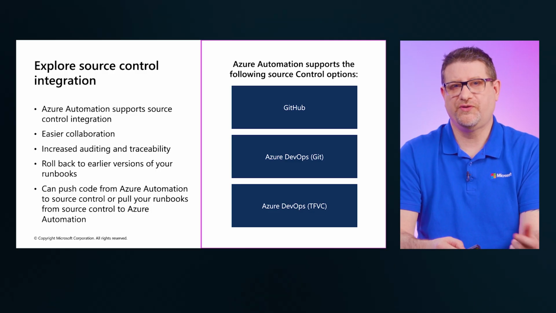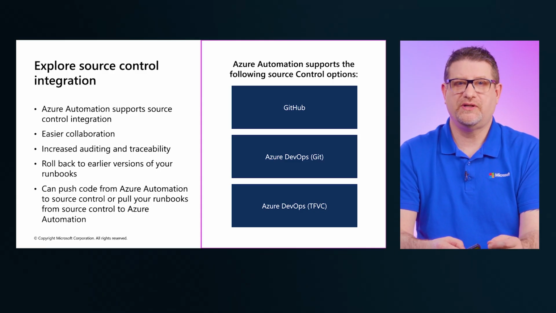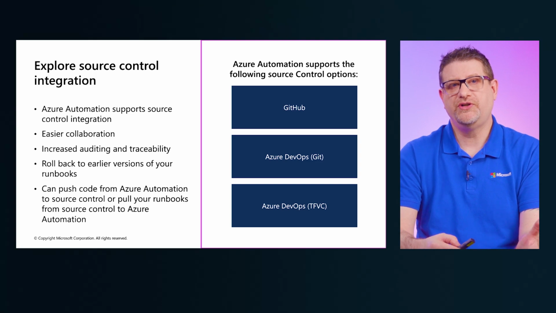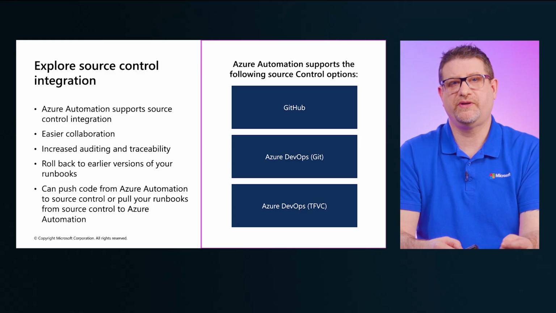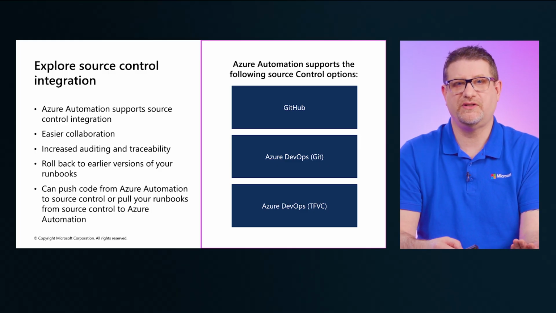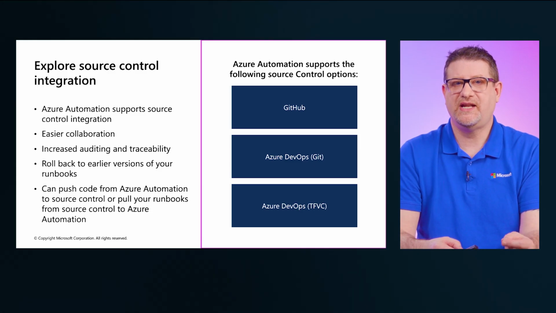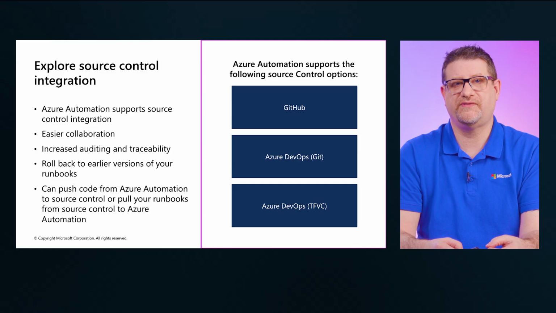Managing automation scripts and workflows becomes much easier when you integrate Azure Automation with source control systems like GitHub and Azure DevOps. Source control integration allows teams to collaborate efficiently, track changes, and roll back to early versions of runbooks if needed. So we can push the code from Azure Automation to our source control repository, or we can pull the runbooks from source control into Azure Automation, ensuring that our automation assets are always up to date and auditable. This setup supports syncing different branches to development, test, or production environments, making it simple to manage changes across multiple stages of our workflow.